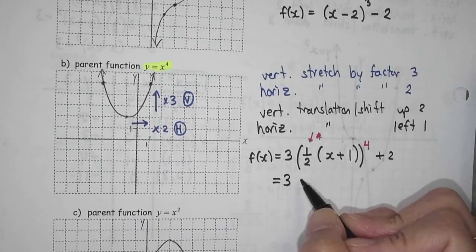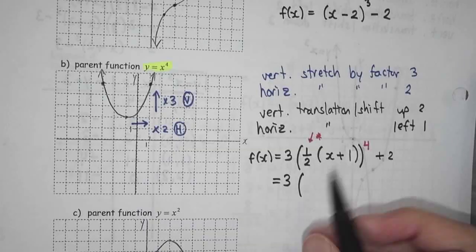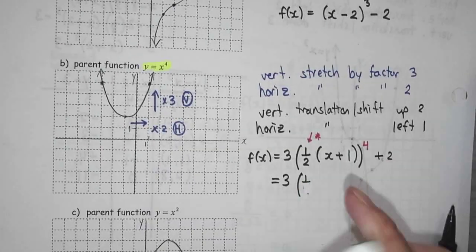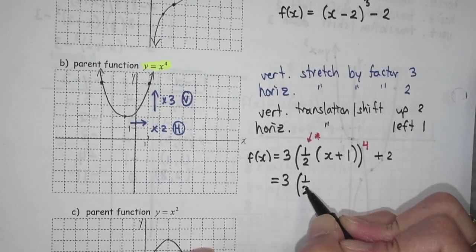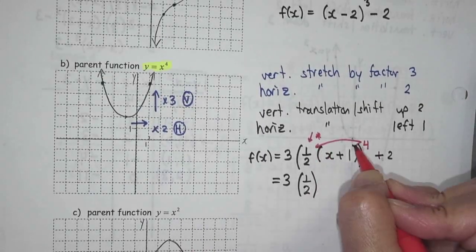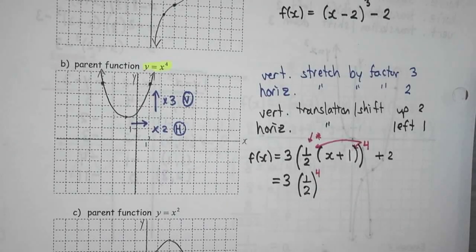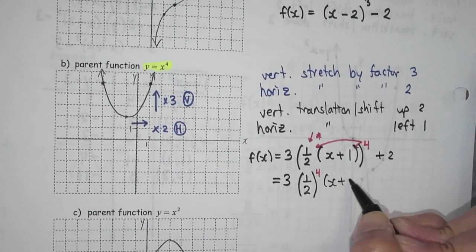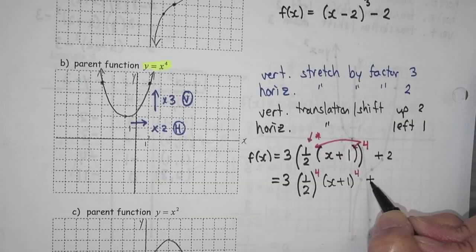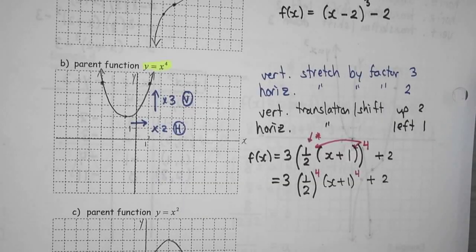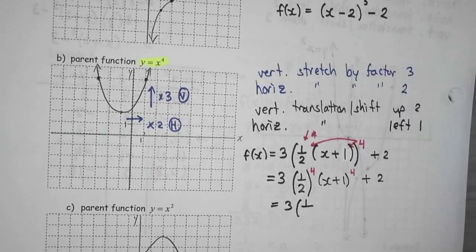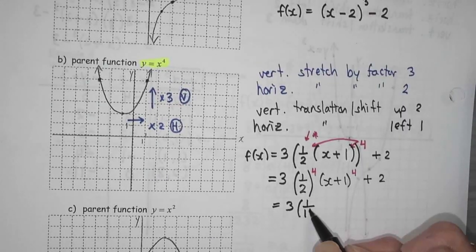So 3, okay? And then 1/2 to the power of 4, right? So this 4 goes to both. So that's why the 4. And this is x plus 1. And do I want you to simplify? Yes, I do. So if you're making the equation, I do want you to simplify so we get the same answer. 2 to the 4, that would be 16.